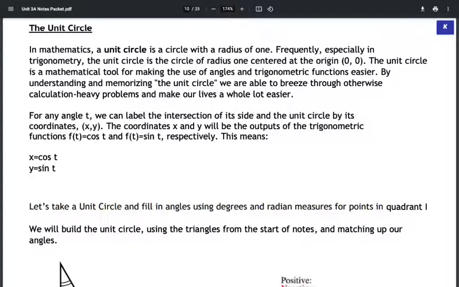So for any angle t, we can label the intersection of its sides at the unit circle by its coordinates x, y, and the coordinates of x and y will be the outputs of the trigonometric function.